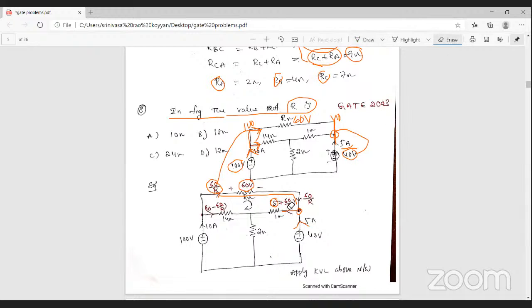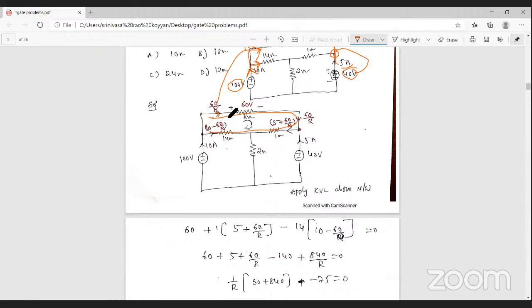So you can observe this from the network. Then you can easily find the R value. You can apply the loop analysis around this path. What is the path? You can apply KVL. The current is entering here, that is positive, that is 60 volts. Next, the current is entering this resistance. What is the resistance here? The 1 ohm resistance, multiplied by the current passing through it, that is 5 plus 60 by R.